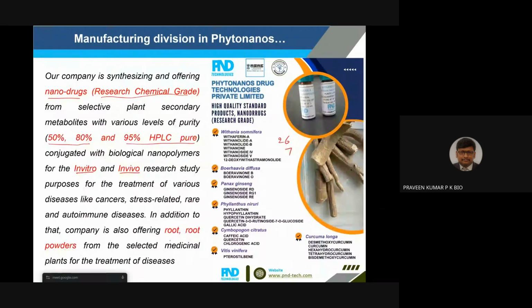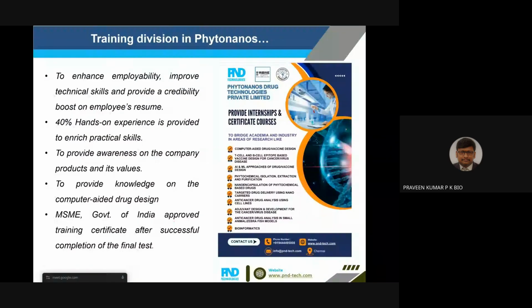And other than offering these secondary metabolites, also secondary metabolite conjugated nanodrugs, we are also offering root and root powders. So in SVC soil campus, we are growing the roots of these herbal plants, and we are also selling these kinds of plant-based products.